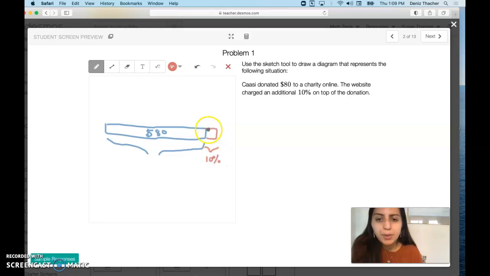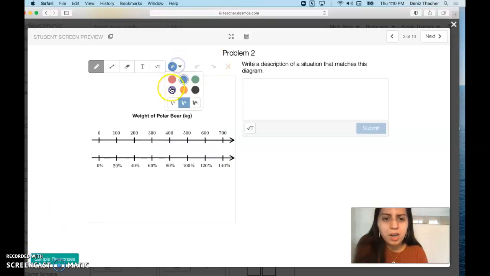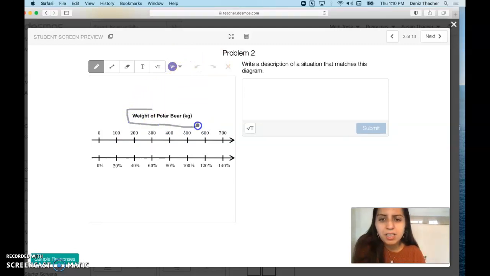Again, I don't know yet what this value represents, so I'm going to draw a question mark, or maybe you could write an X. Problem number 2. You're asked to write a description of a situation that matches this diagram. Remember, your situation needs to deal with the weight of polar bears. Your situation should also include the original weight of the polar bear.